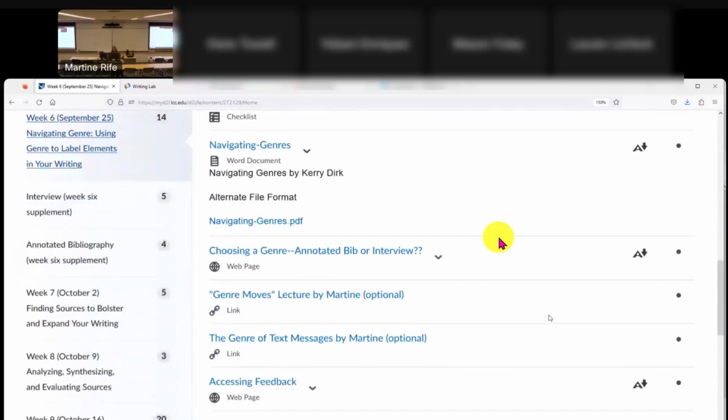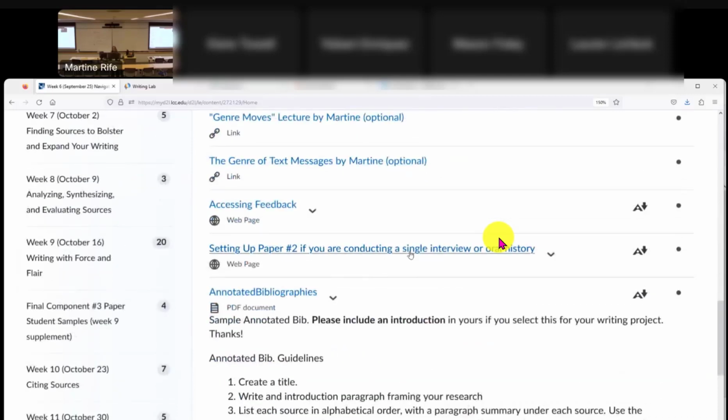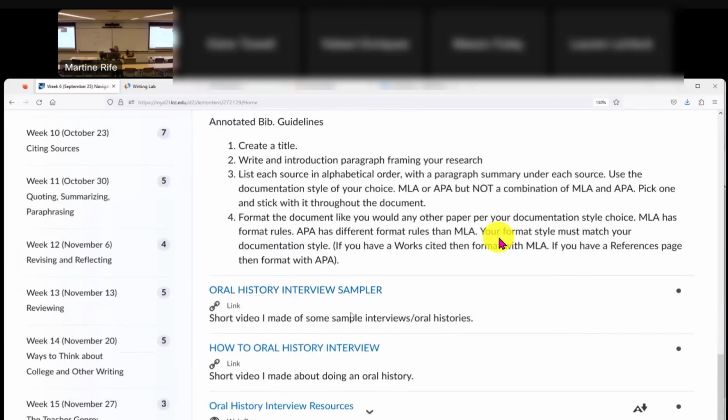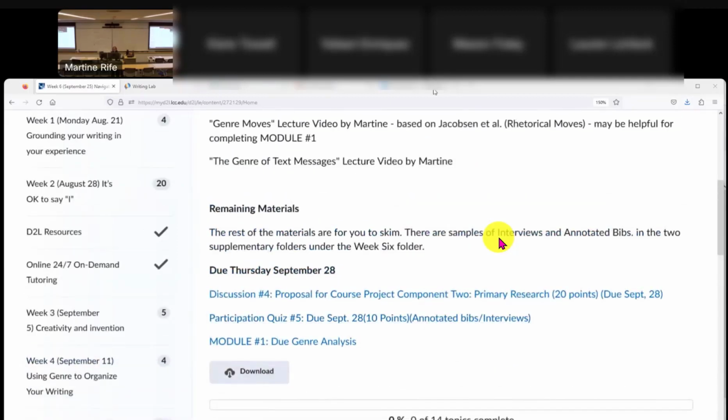Okay, so there's how do you choose? We'll talk about, this is more about genre. How do you set up your paper if you're doing an interview? What does the annotated bibliography look like? Samples of oral histories, etc. So, but if you're eager to start making your decision, you're more than welcome to go in there and look at that material, which I would ask you to do anyway, because next week is week 6.